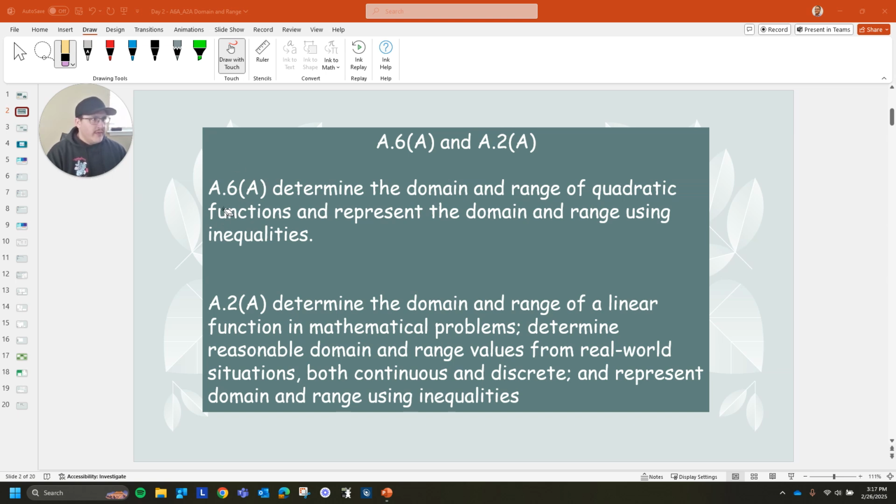There are two specific TEKS we're going to be looking at for this lesson. TEKS being the bullet points to what you are required to learn for this course. A.6a, determine the domain and range of quadratic functions and represent the domain and range using inequalities. And A.2a, determine the domain and range of linear functions in mathematical problems. Determine reasonable domain and range values from real-world situations, both continuous and discrete, and represent domain and range using inequalities.